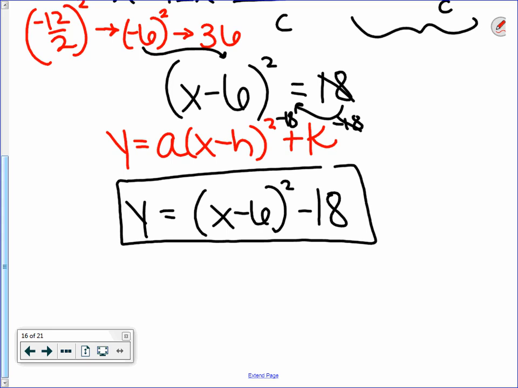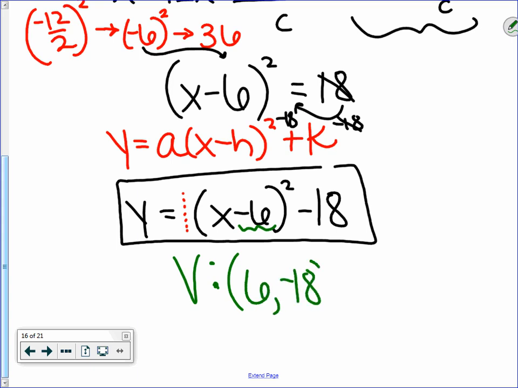Now, technically, your a is a 1. Okay, we don't need to show that, but they want us to identify the vertex. So remember, the vertex is h, k. That h is the opposite of what's in the parentheses, so that's 6, and the k is what it is, so negative 18. That is your vertex. So you're going to put this in vertex form and then find the vertex. You will have to do that on the test.